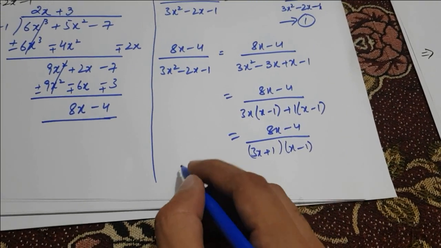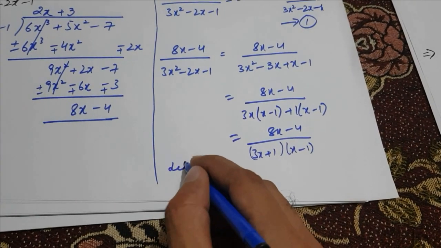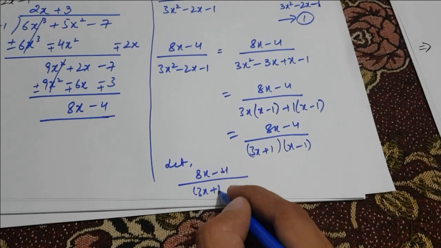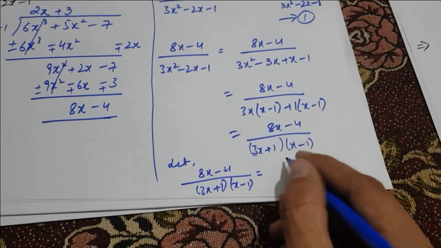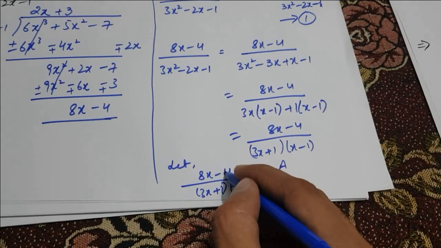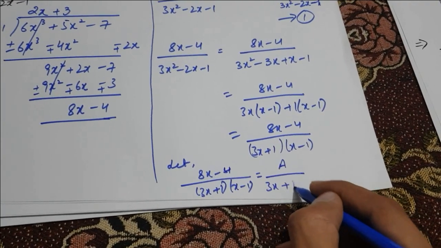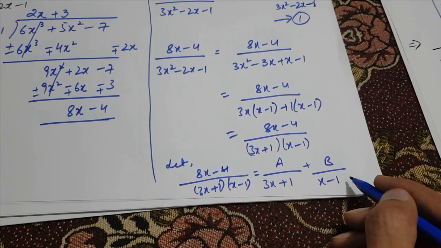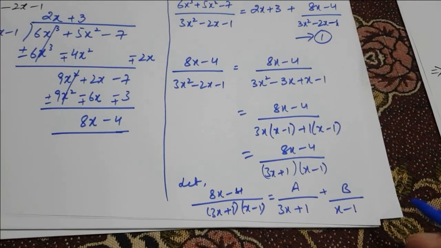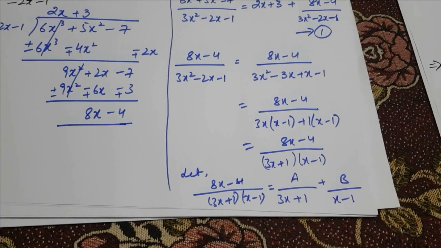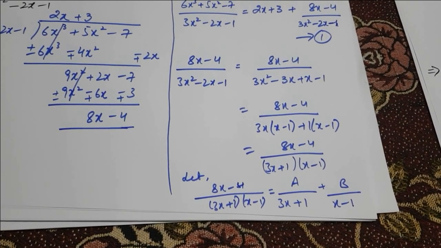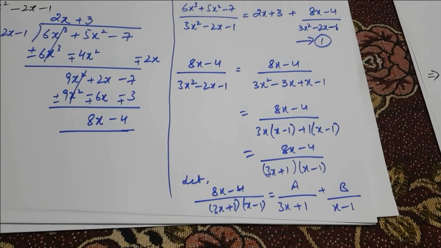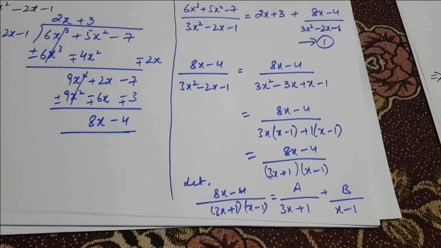And now finally we can write it as, let 8x minus 4 over (3x plus 1)(x minus 1) equal a over 3x plus 1 plus b over x minus 1. And now we can apply the same method of solving a resultant fraction when the denominator consists of non-repeated linear factors.